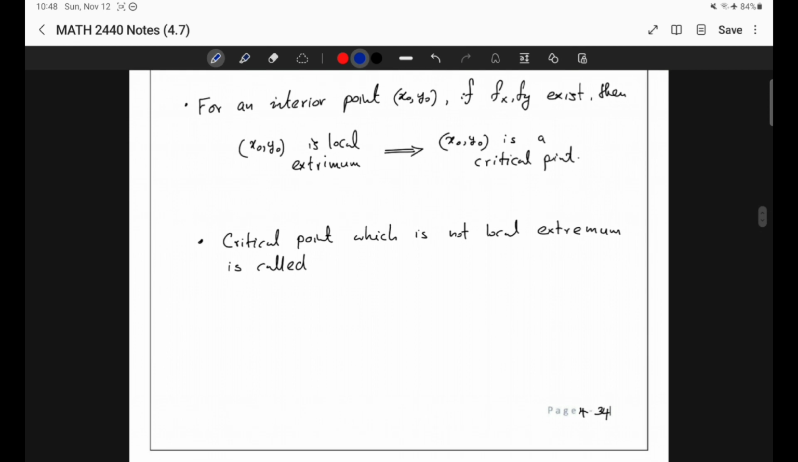Now there are other types of critical points. So what this says is all the local extrema are critical points, but it's not the other way around. There are critical points which are not local extrema. There are critical points which are neither maximum nor minimum. So they are called saddle points. A critical point which is not a local extremum is called a saddle point.